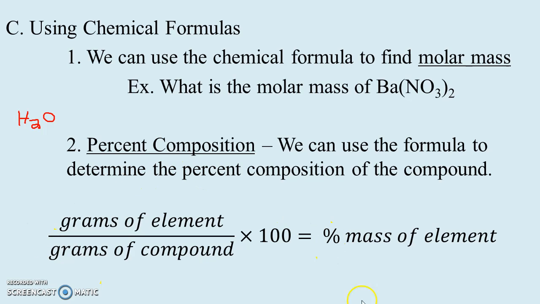Okay. We can do that using this formula. So please write this down. You should be writing down everything. But grams of the element divided by grams of the compound times 100 gives us the percent composition. So this formula is going to give us the percent composition.